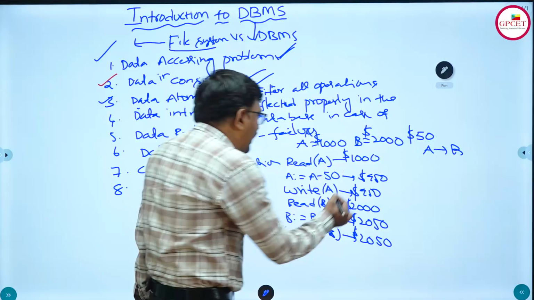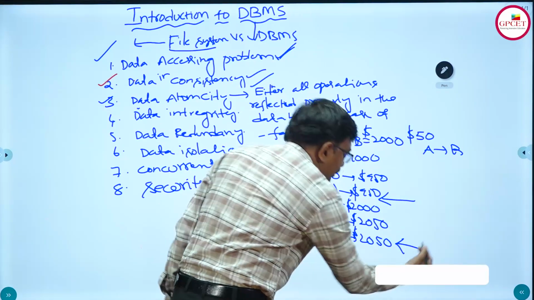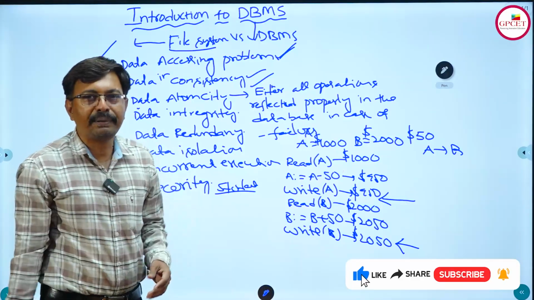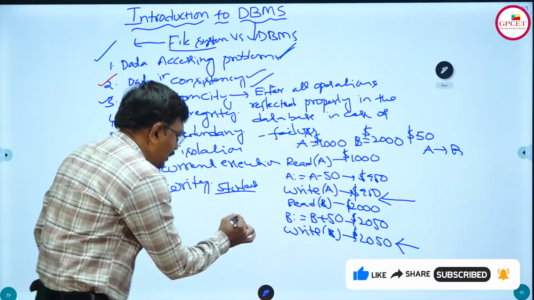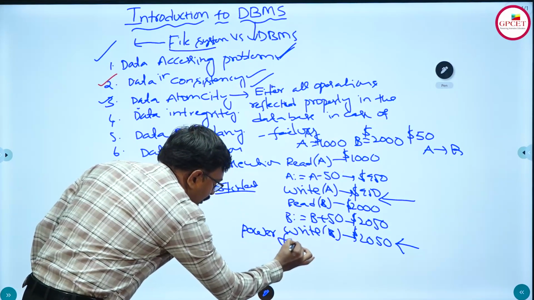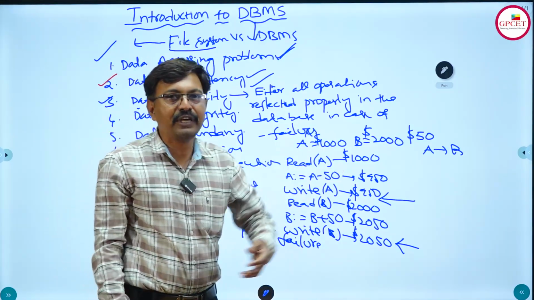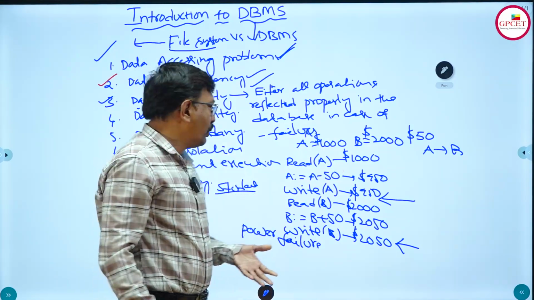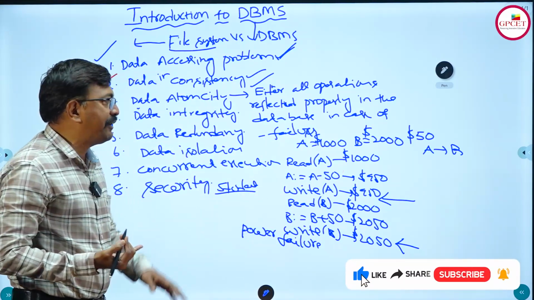Observe here, after the write A operation and before the write B operation, what happened? A power failure occurs. A power failure is like a hardware failure or software failure. What happened here? After write A, before write B, a power failure occurred.